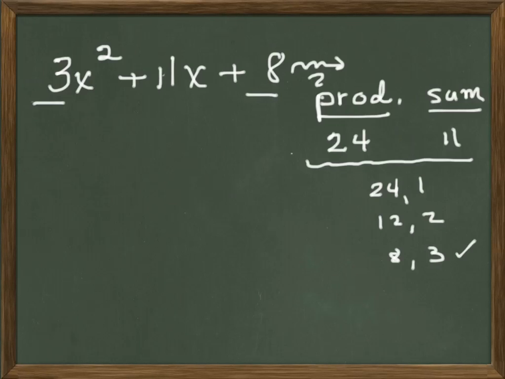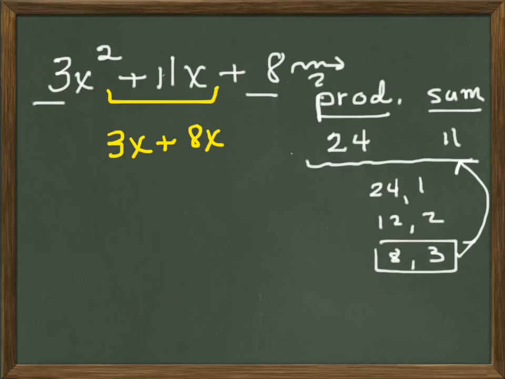So now what we're going to do is we're going to take a look at this middle term. And we want to separate this 11x into an 8x plus 3x. So it's going to be 3x plus 8x. We're going to replace that. Straight replacement. And then we're going to fill in with our 3x squared plus 8. And now we have this, 3x squared plus 3x plus 8x plus 8.